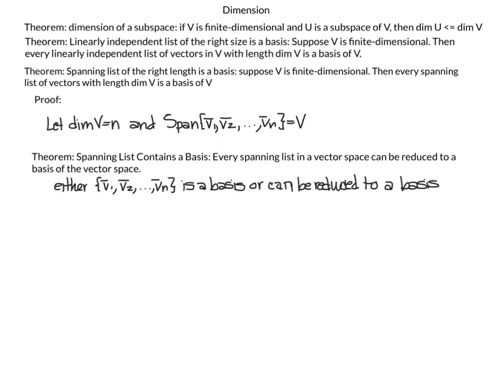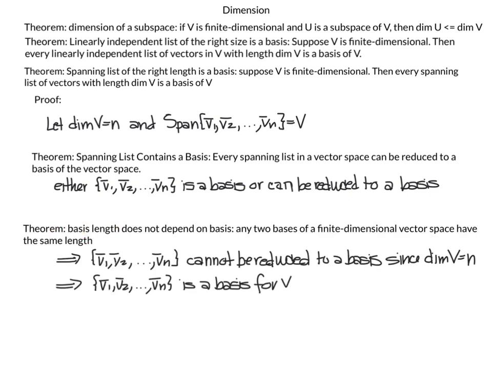And from our previous video on bases, we had this theorem: a spanning list contains a basis. Every spanning list in a vector space can be reduced to a basis of the vector space. So remember, for the spanning list, to make it into a basis, we threw out any vectors that were linearly dependent on the remaining list of vectors. So here, either our candidate list of v1, v2 up to vn is a basis, or it can be reduced to a basis. But using our theorem again, that basis length does not depend on a basis, v1, v2 up to vn cannot be reduced to a basis since the dimension of V is equal to n, and therefore our n vectors that span the space is a basis for V.